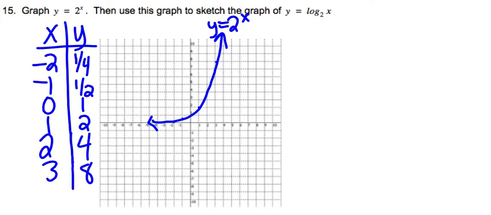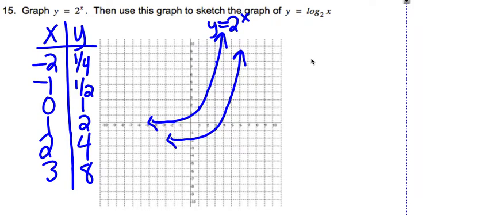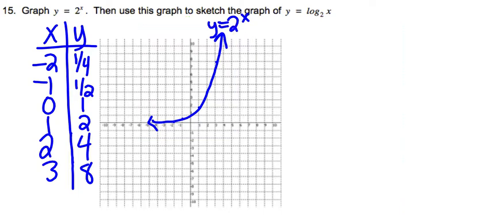Also, I think we talked about this before. These all have the same intercept. All of your exponential functions, as long as you haven't transformed them left or right or up or down, are all going to go through the point 0, 1. So hopefully you've seen that.